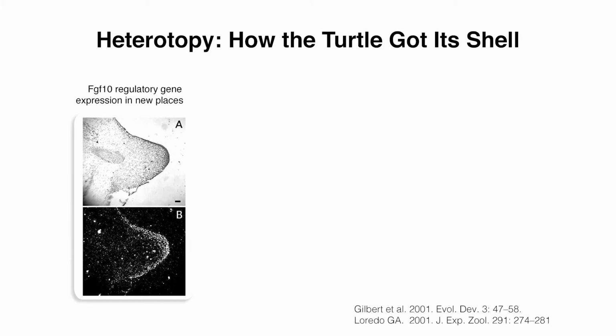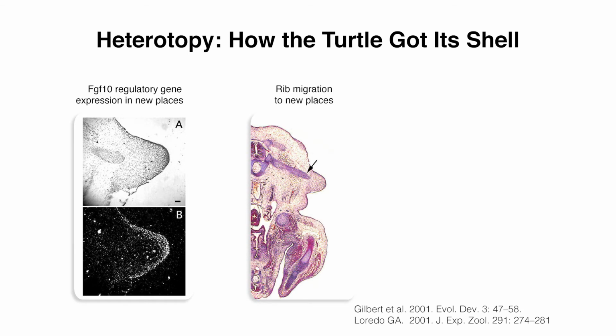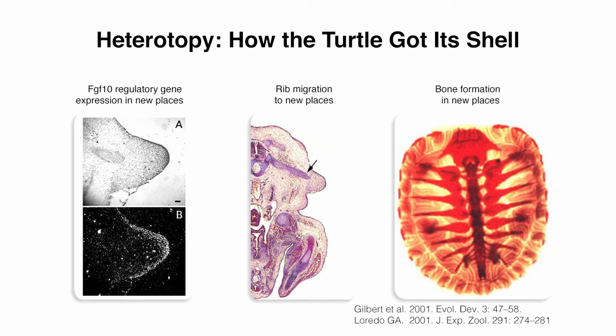migration into the dorsal dermis is occasioned by the expression of FGF10 in certain cells of the dermis. FGF10 attracts the rib precursors into the dermis, and that's where they form their rib, not ventrally, but laterally. Once they are in the dermis, they then can signal to the skin to form the rest of the bony plate of the carapace of the turtle shell.